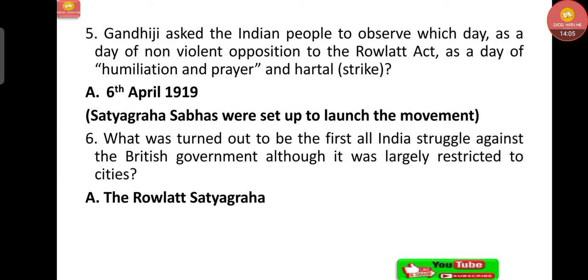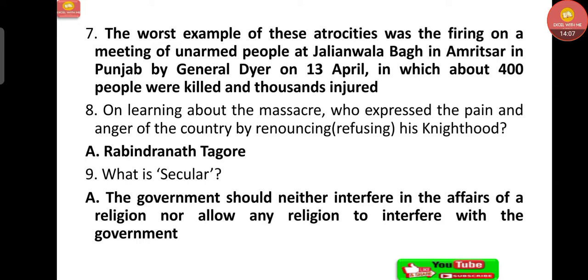That was the Rowlatt Satyagraha. The worst example of these atrocities was the firing on a meeting of unarmed people at Jallianwala Bagh in Amritsar in Punjab by General Dyer on 13th April, in which about 400 people were killed and thousands injured. Very important, many questions can come here.